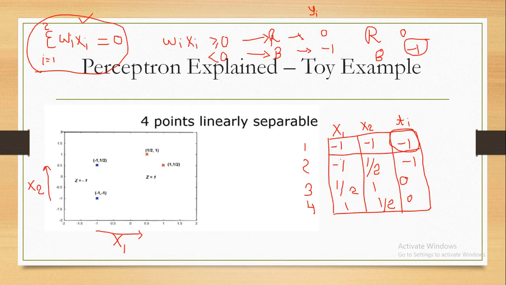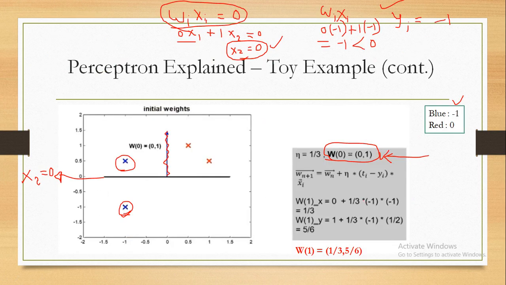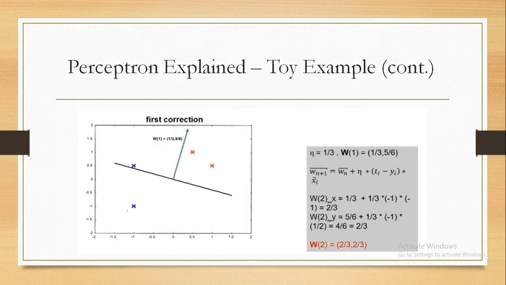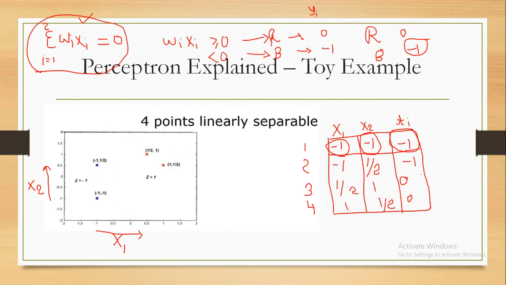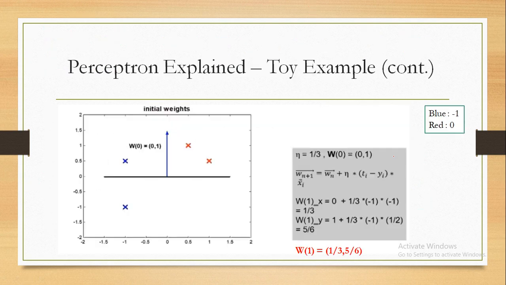What are the coordinates? x1 is -1 and x2 is -1. So x2 is -1, that means it is less than x2 equals to 0. मतलब उसके down में आएगा. उसके down में आने का मतलब the outcome value is negative. In the sense उसका actual value भी negative था. Predicted value is also negative.